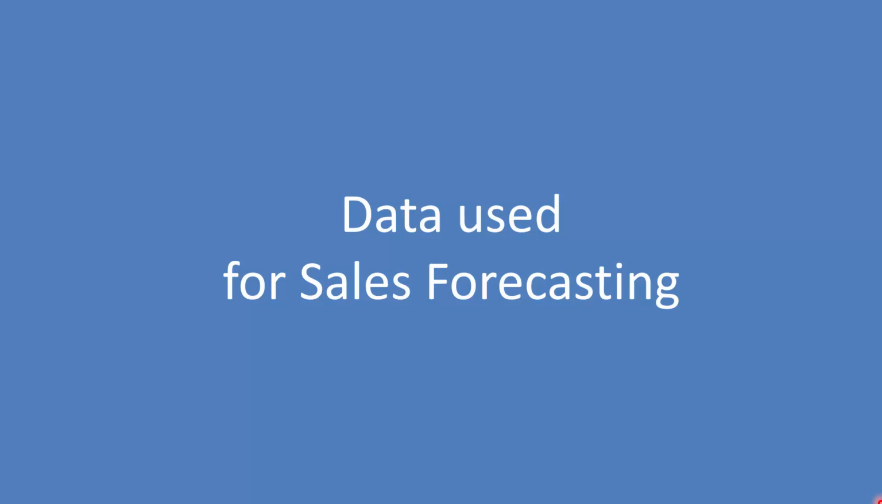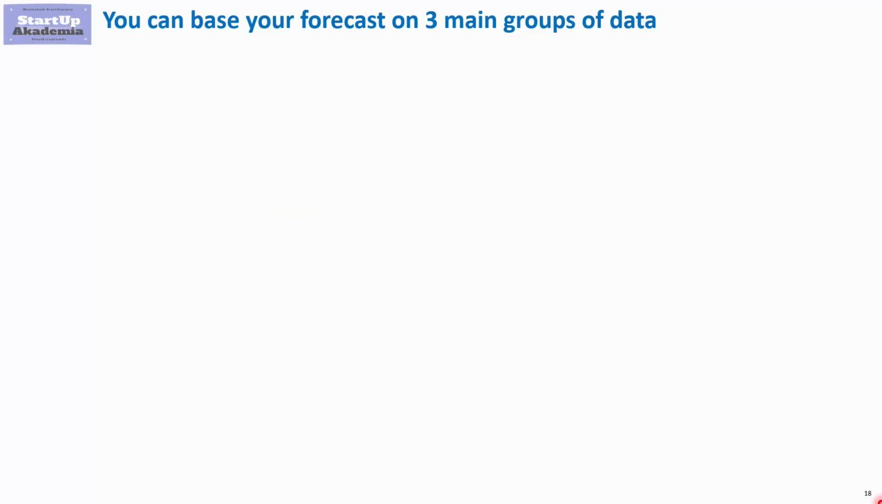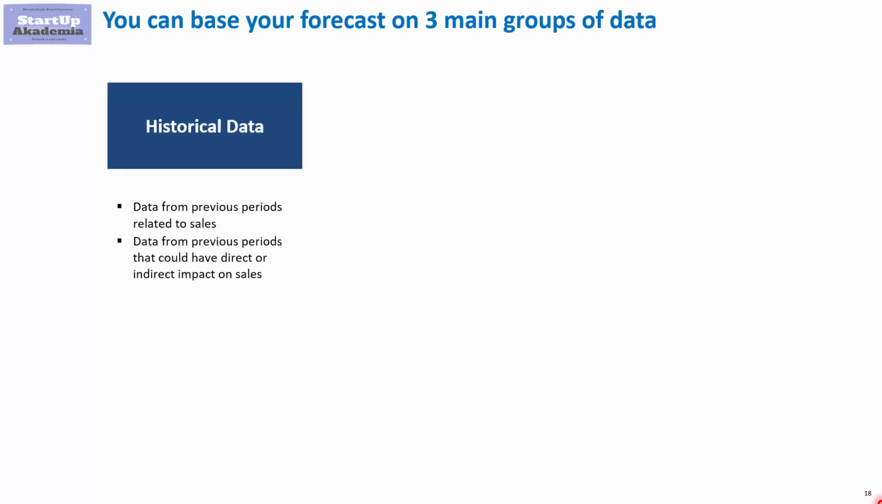Let's have a look at the data that you may be using for sales forecasting. So first of all, in most of the cases, you'll be using a lot of historical data. In this group, we'll have data from previous periods related to sales. In other words, sales value, historical prices, quantity sold, also historical data on the prices and behavior of your competitor. But also we may have other data indirectly impacting sales from previous periods.